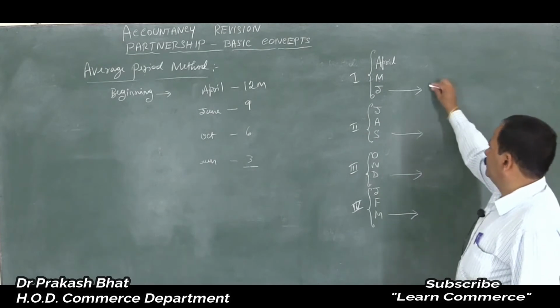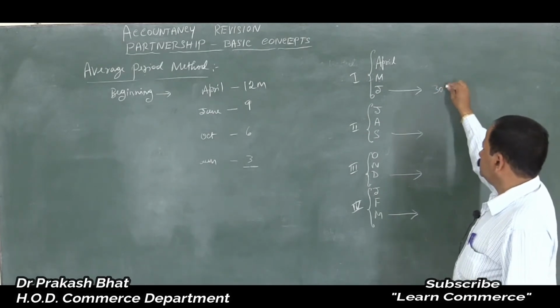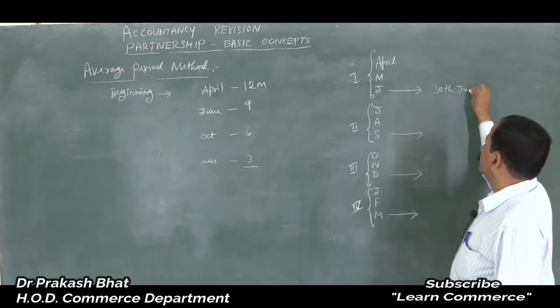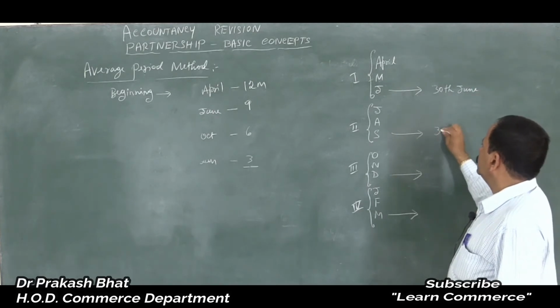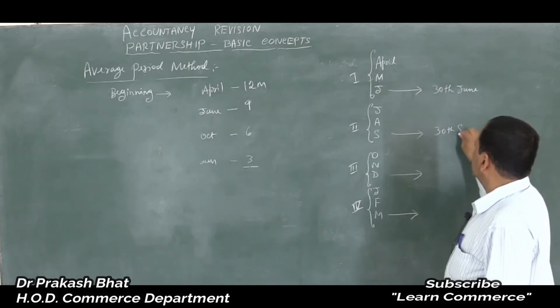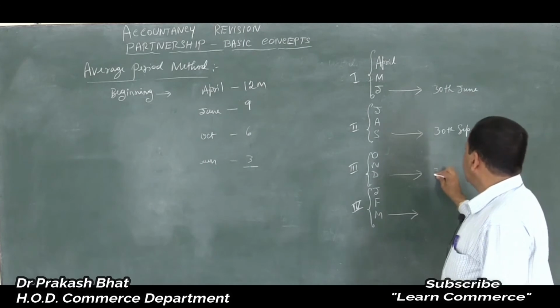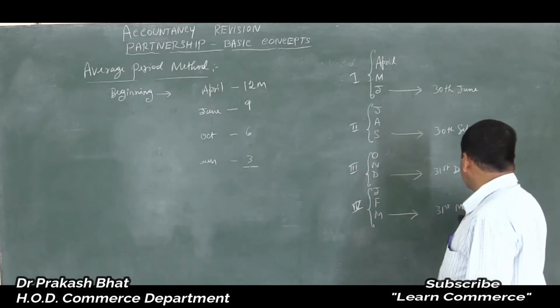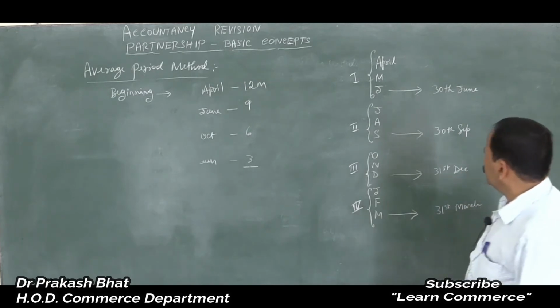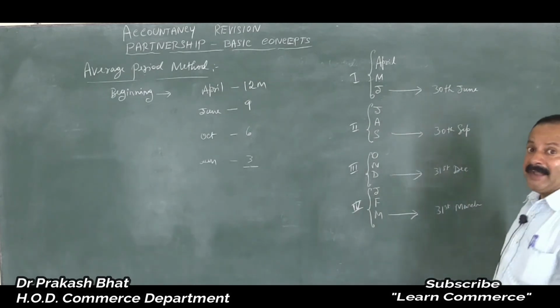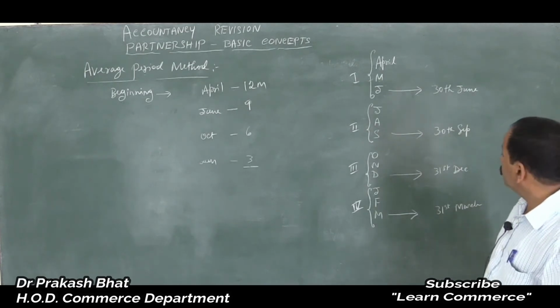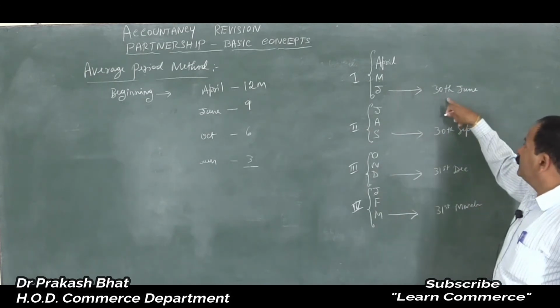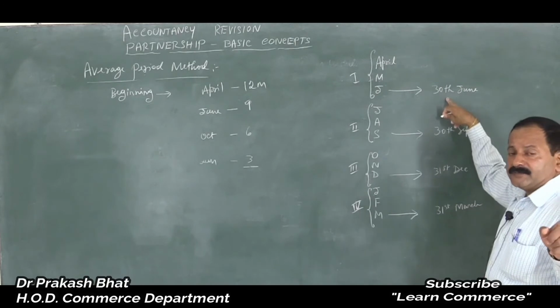All right, here: 30th June, 30th September, 31st December and 31st March. These are the 4 withdrawals at the end of each quarter, friends. Remember, 30th June to 31st March of the next year.